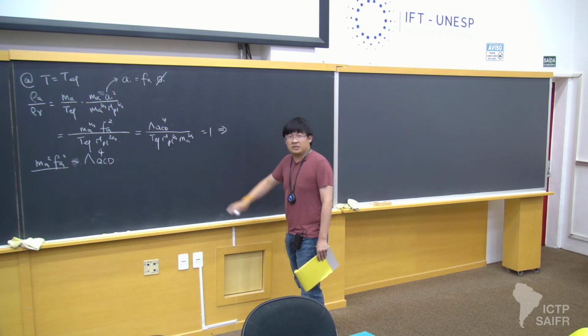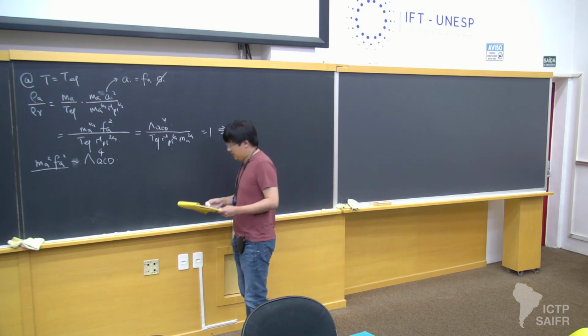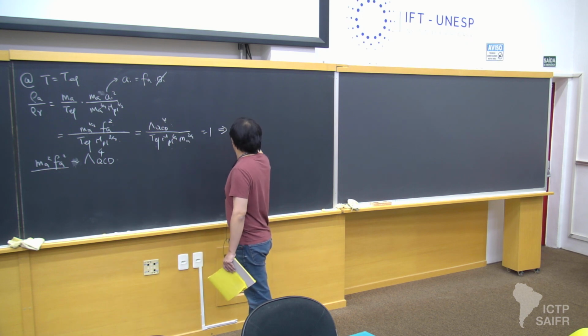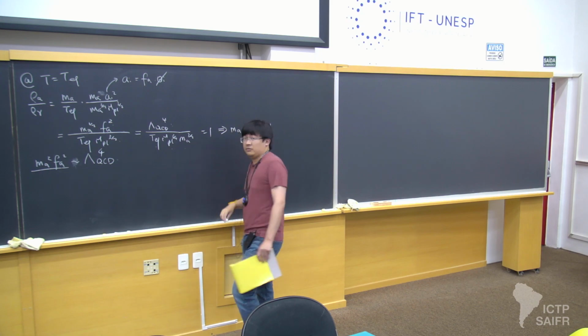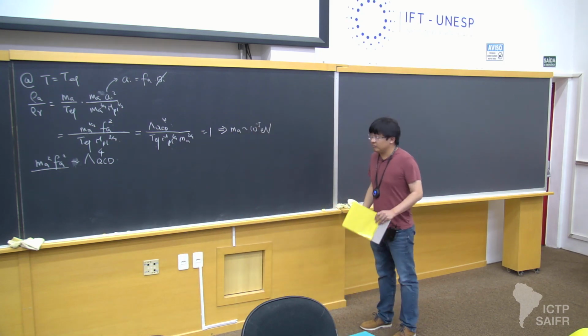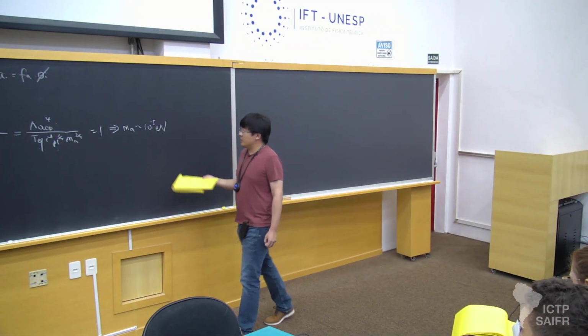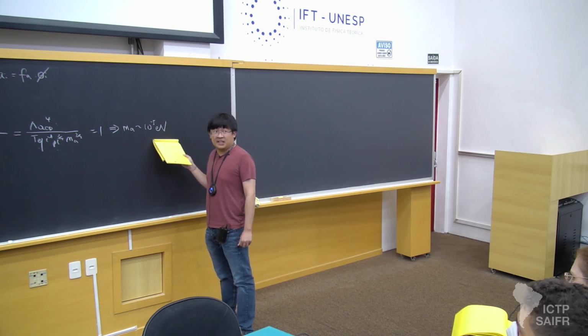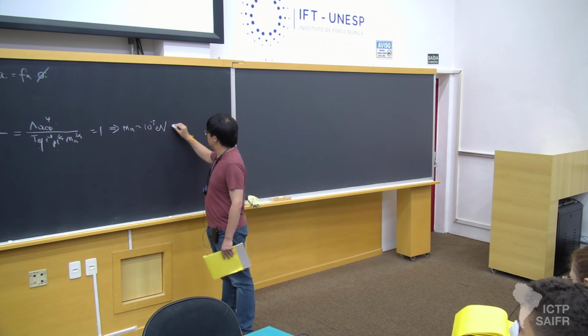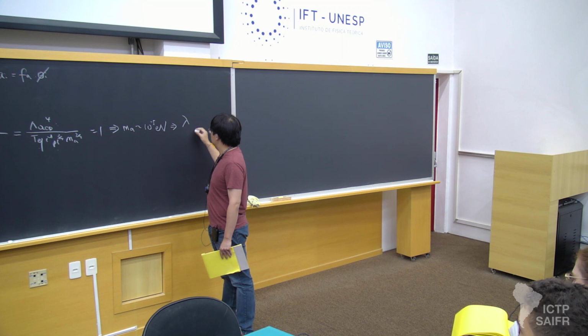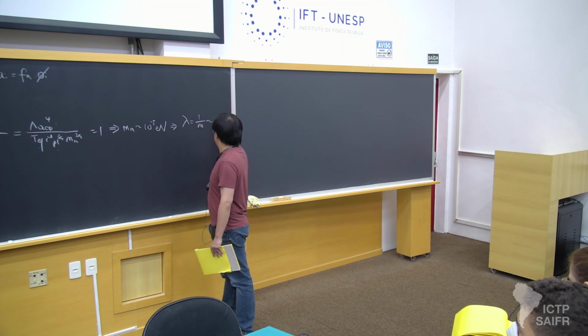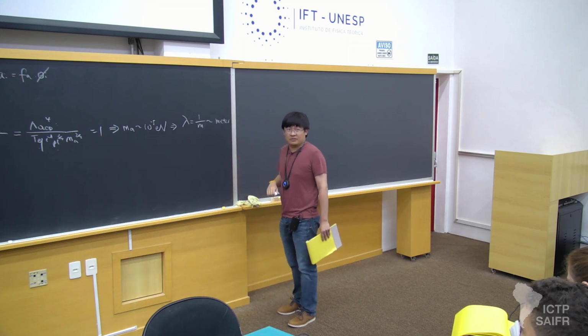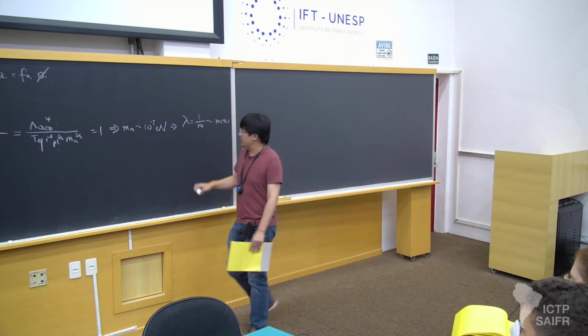You can work out the numbers. Here I will just give you the answer. What I'm getting is going to be m_a, which is order 10 to the minus 5 eV. So it's a very small number. The particle is quite light. Its wavelength, if I want the Compton wavelength, which is 1 over m, is roughly a meter. It's a very, very light particle.